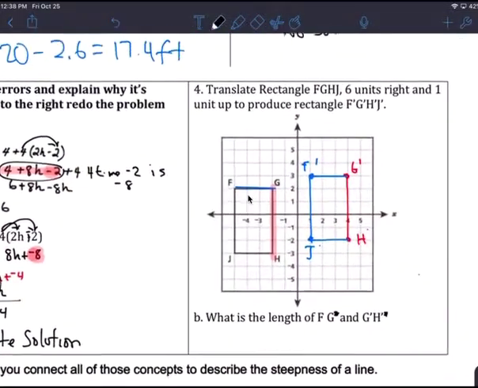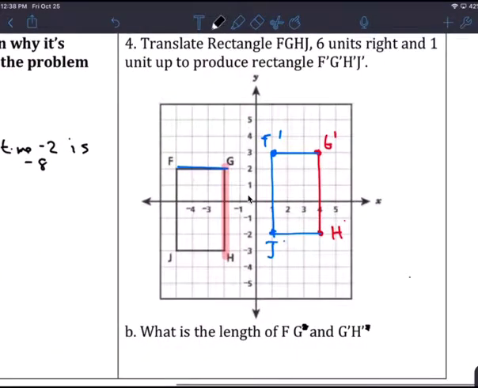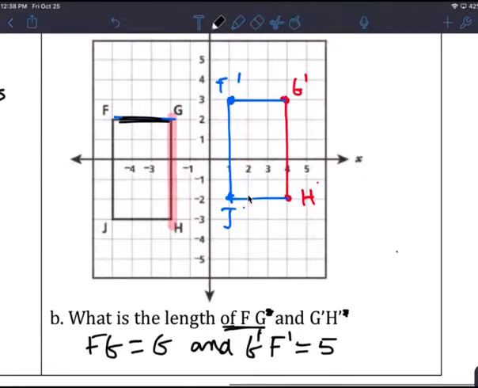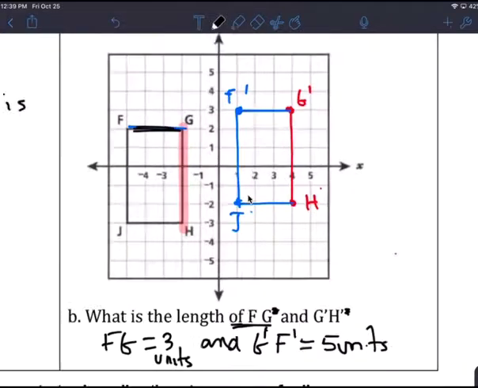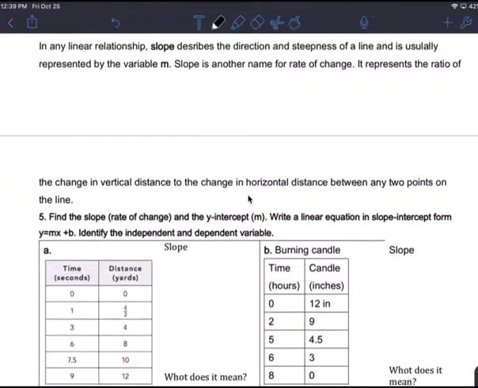And then this one, okay, we went over, find the length of FG. FG here is 3. And G prime F prime equals 5. They're units. Oh, 3 units. Okay, and that's your answer.